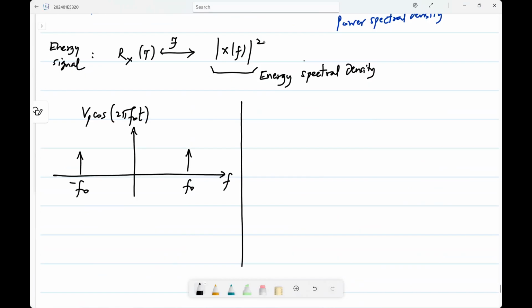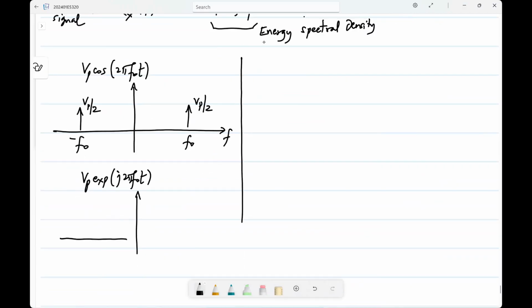And how do you describe the size of this impulse? Yeah, what is it? This is Vp by 2, but what is Vp by 2 actually? What does it denote? It denotes the area of this impulse. Okay. And another example, let's say Vp exponential j 2 pi f naught t. What is the Fourier transform of this? You will have an impulse only at f naught and its area would be Vp. Okay. So this is just the Fourier transform.